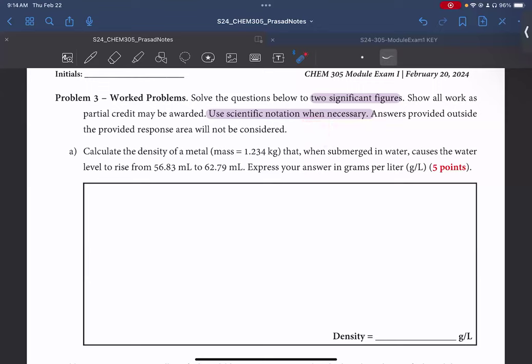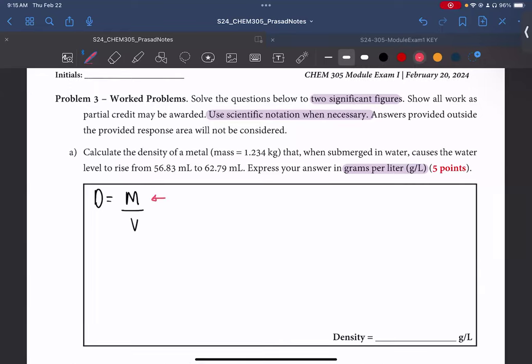Okay. Calculate the density of the metal when submerged in water causes level to rise. Express your answer in grams per liter. There's also a conversion going on here. Let's just quickly talk about it. The density is equal to mass over volume, but of course the first issue we have is that we need the mass to be in grams and the volume to be in liters. That is what the question wants us to do, so it is a good idea to convert first.